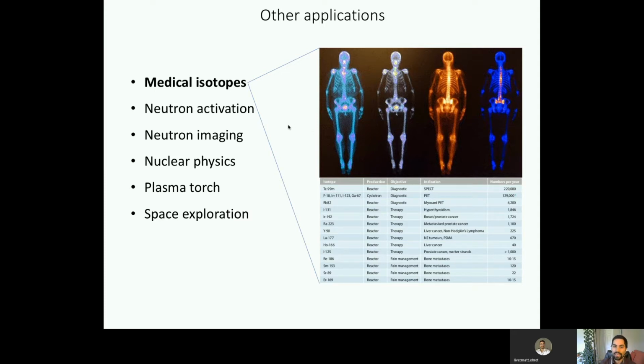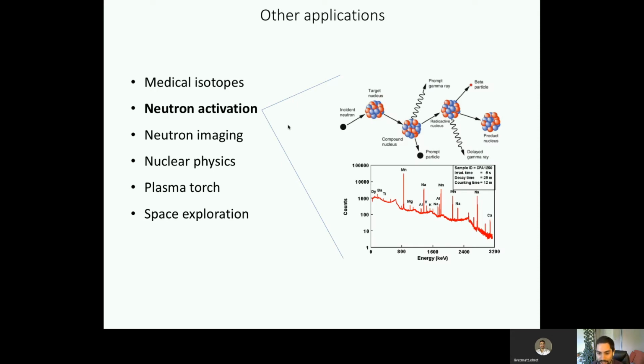Another application is neutron activation. This is a method for analyzing materials. Basically you take whatever sample you have and put it inside the reactor. It's going to be subjected to a lot of neutrons and become a little bit radioactive. You take it out of the reactor, analyze carefully its radioactivity, and from that you can know exactly what elements you have in your sample and what amount of each of them.